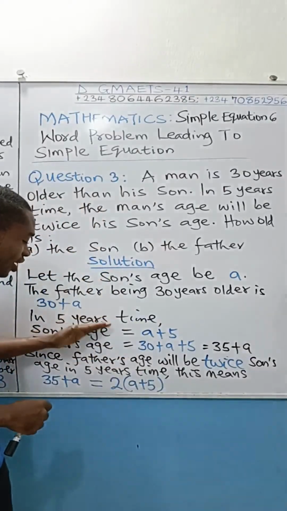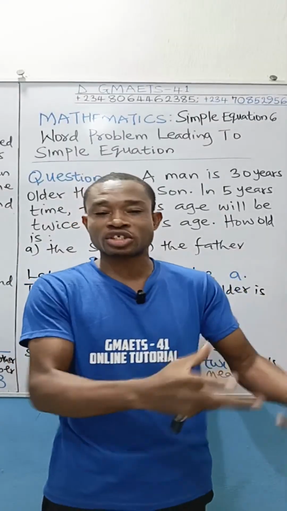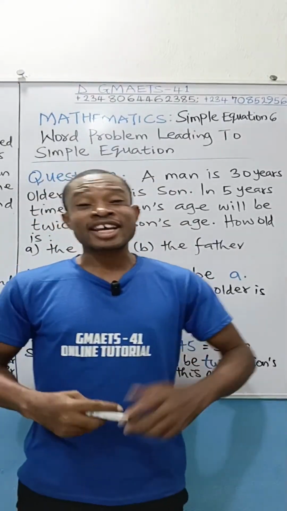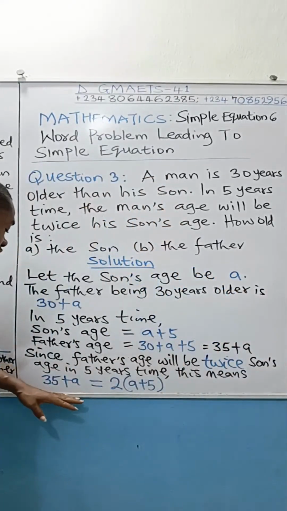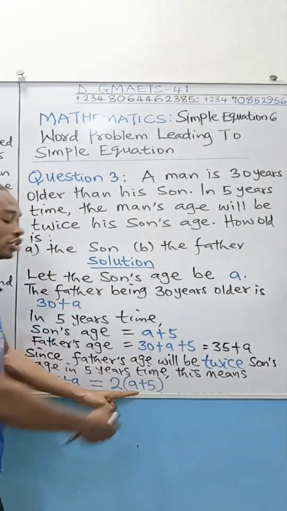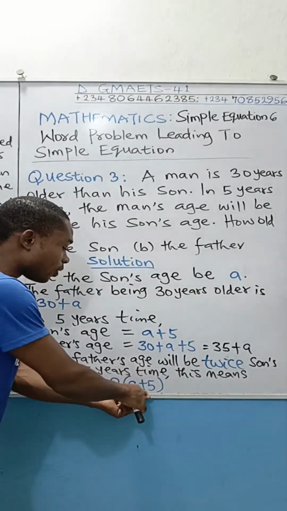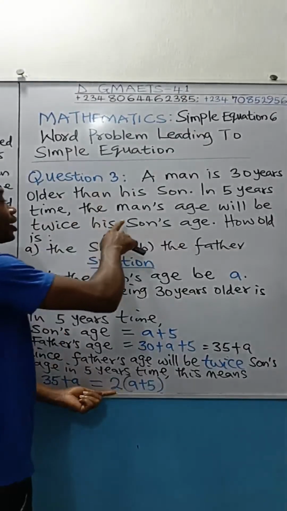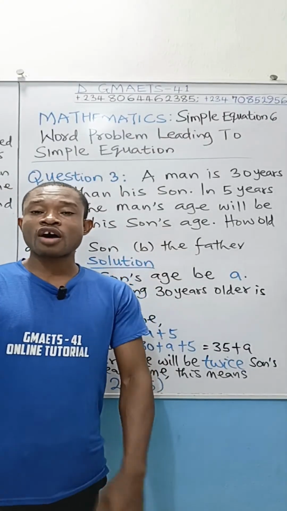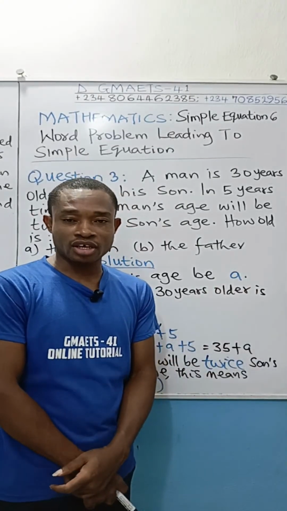I had to break this thing down for you so that you can be able to interpret grammatical expression, grammatical statement, into mathematical expressions and equations. So look at it. In 5 years' time, father's age will be twice son's age. In 5 years' time, father's age is 35 plus A. In 5 years' time, son's age will be A plus 5. But the father's age will be twice the son's age. So this is the equation we are going to solve. If we solve it, we'll get the value of A. And that A is the son's age.